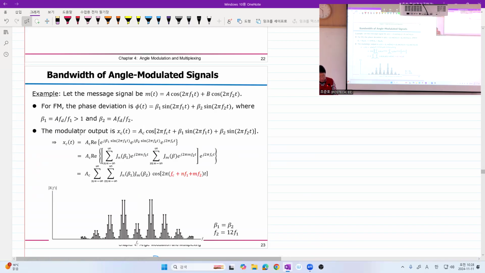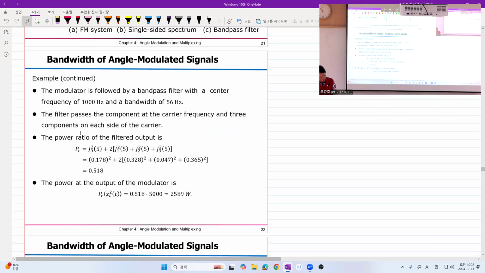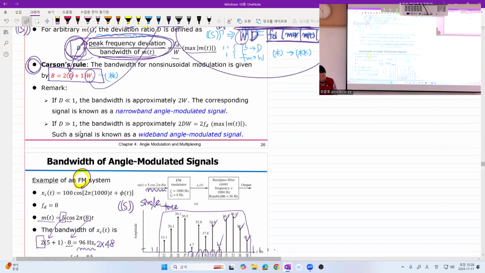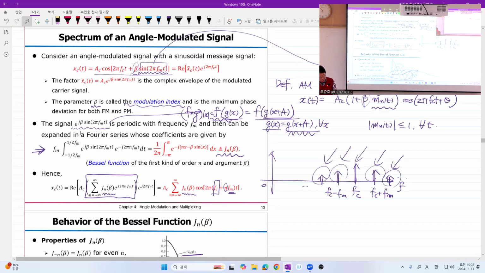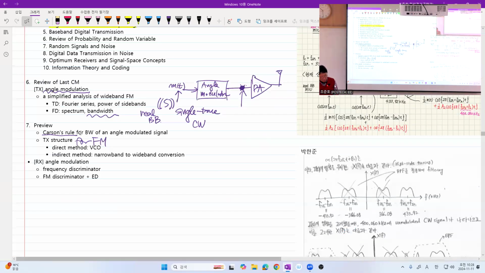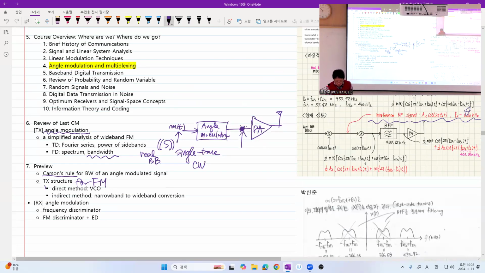Yeah, you can read page 23 and 22. Yeah, you read it yourself. Have I missed something? Let me go up and see. So I talked about this direct method using voltage controlled oscillator and the indirect method using frequency multiplier. Yeah, it seems I've covered all of that. So now let's talk about the receiver.